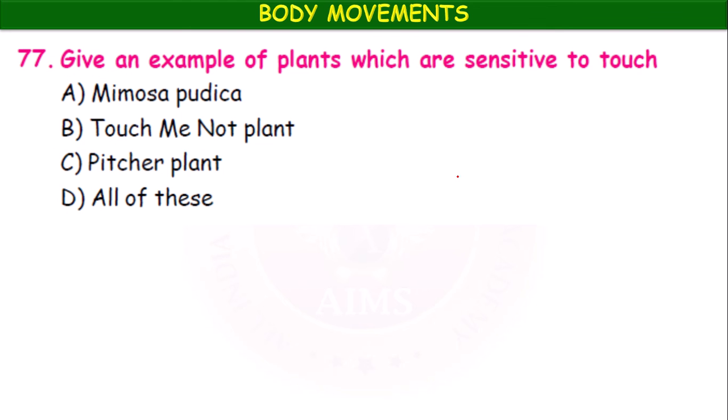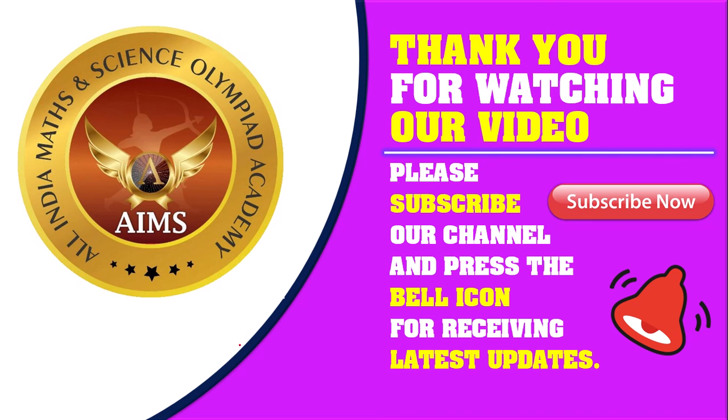Okay. Give an example of a plant which is sensitive to touch. Mimosa pudica, touch me not plant, pitcher plant, all of these. Okay, Mimosa pudica, touch me not, same. So pitcher plant also. So all of these. Okay, children. So these are some of the questions in the assessment 2.